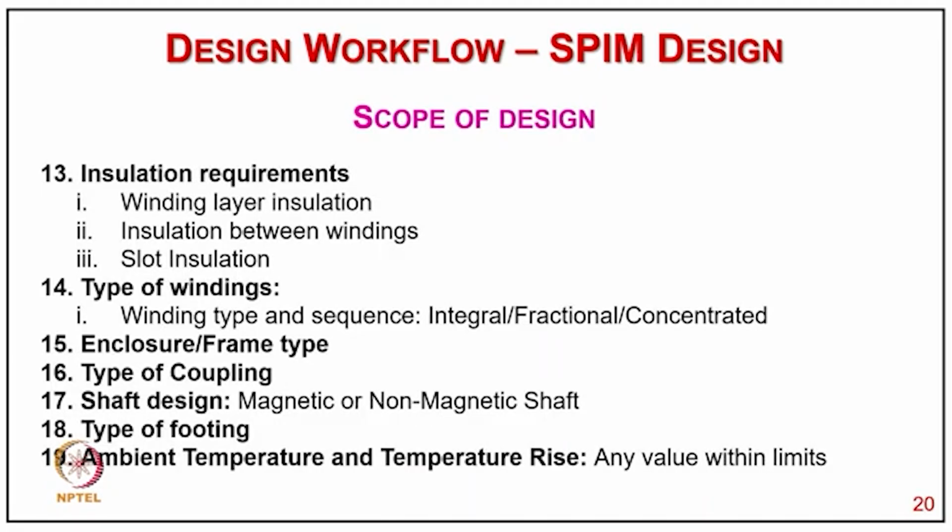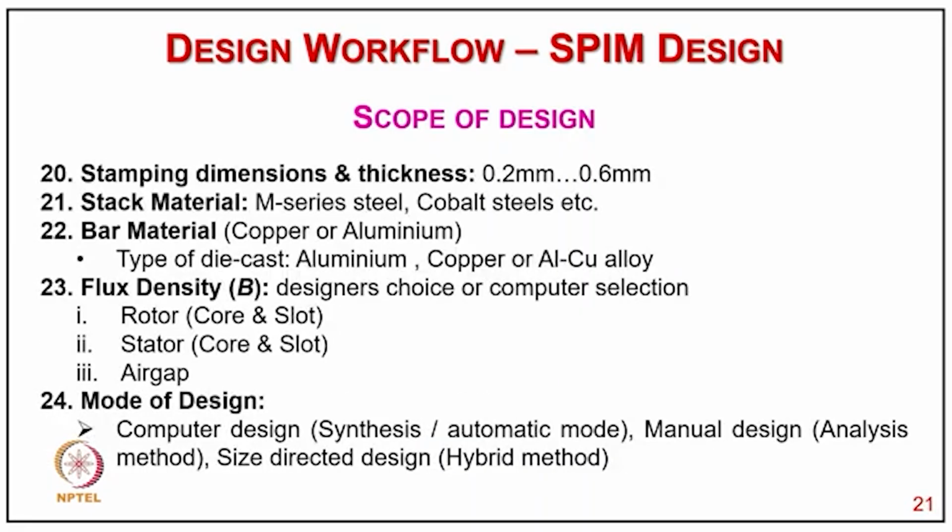Then the insulation requirement: winding layer insulation, insulation between windings, and slot insulation, and the type of windings, the winding type and sequence, typically integral, fractional or concentrated. Then the enclosure or frame type, coupling, shaft design, magnetic or non-magnetic shaft, type of footings, ambient temperature and temperature rise, and values within the limit. Then the 20th is stamping dimensions and thickness, starting from 0.2 mm to 0.6 mm, and 21 is the stacked material like M series steel, cobalt steel, etc.